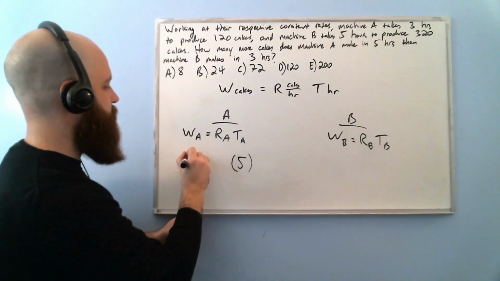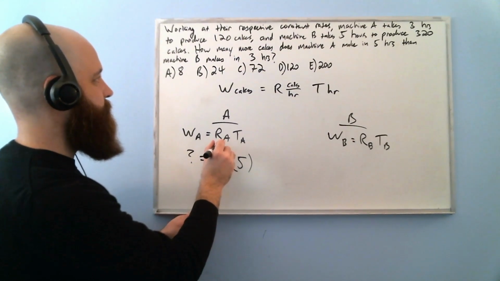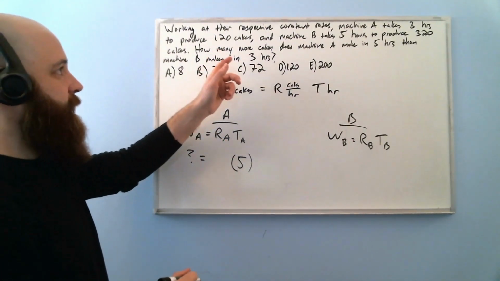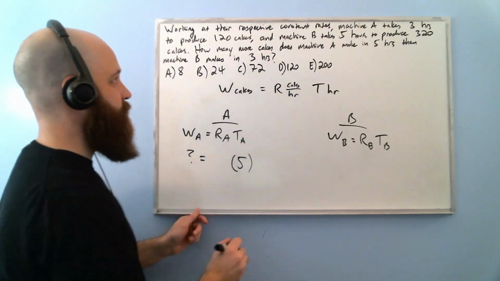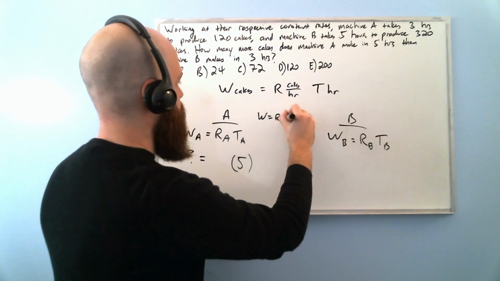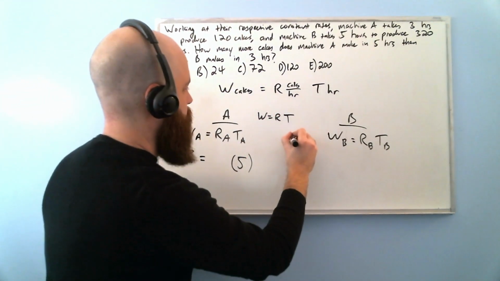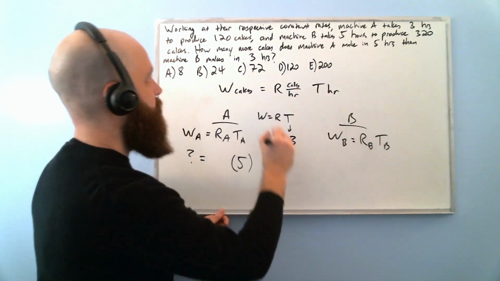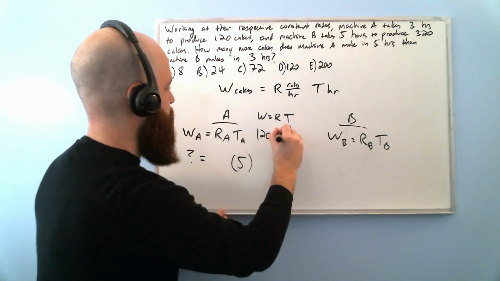We want to know how many cakes it's making, so I need to find out the rate for A. Okay, well, what am I told about A? Machine A takes 3 hours to produce 120 cakes. I can use another work equals rate times time equation to see if that helps. So machine A takes 3 hours, so its time is 3. To make 120 cakes, so the amount of work is 120.